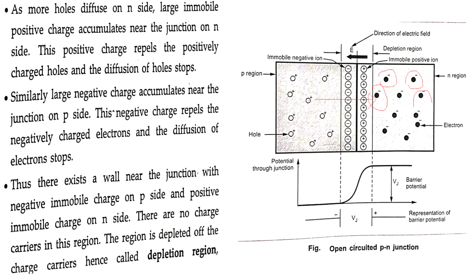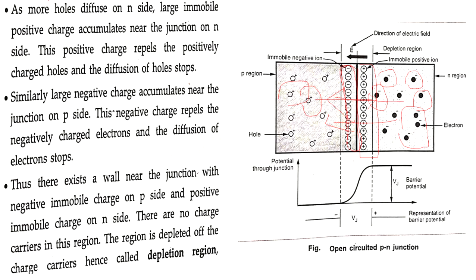Because of the additional charges, all the immobile ions are accumulated near the junction. Similarly, whenever there is a diffusion of electrons from n-type to p-type, these electrons will combine with the holes. Additionally, because of the excessive electrons from the n side to the p side, the extra electrons will become immobile, and these immobile negative charges will form near the junction.